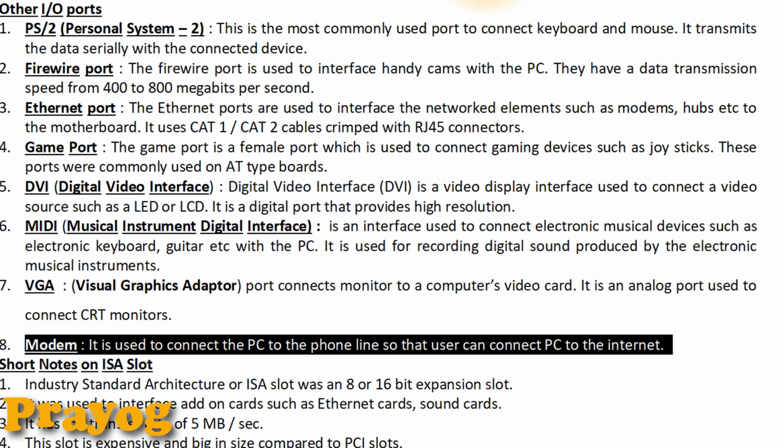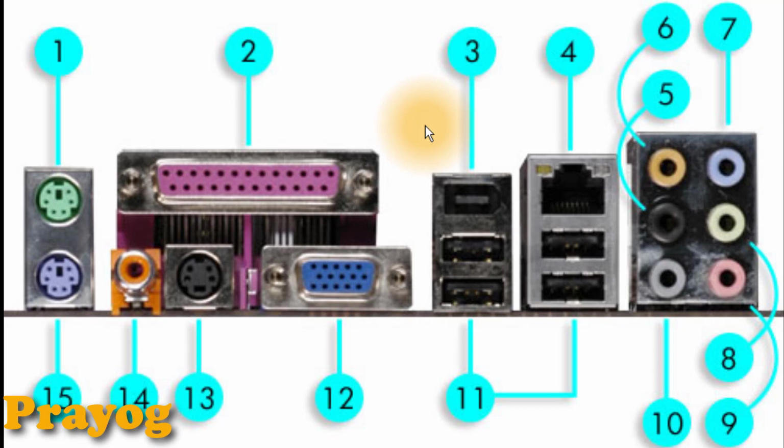Let us have a diagrammatic representation of all these ports. You can have a detailed look at different types of ports here. Number 1, PS2, which contains 2 ports. This one is for connecting the keyboard and this is for connecting the mouse. Number 2, parallel port. This is used to connect printers during the earlier days of computing. Right now we are not using it.